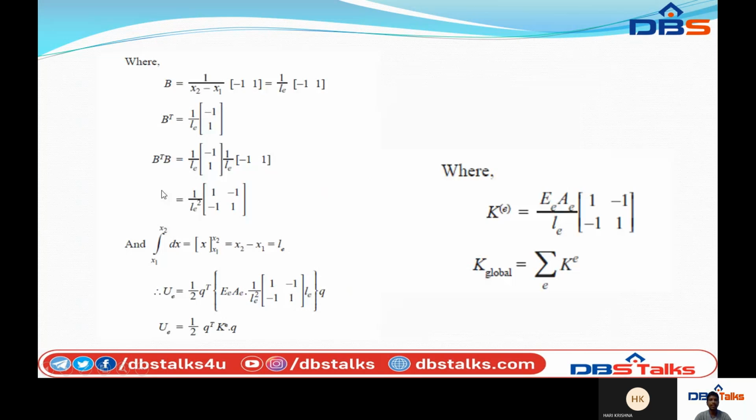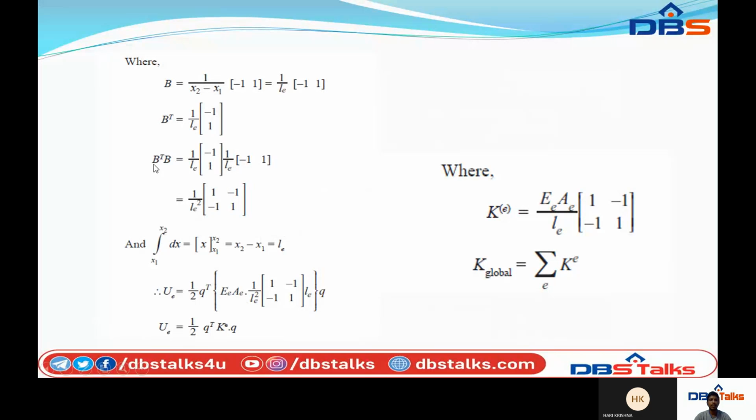We already know that B is the strain displacement matrix. After substituting the limits x1, x2, taking upper and lower limits, B equals 1 by x2 minus x1, with the entries -1 and 1. After that, I'm expressing it in terms of length, 1 by Le, the length of the particular element, with -1 and 1. Therefore, the rows will be transposed into columns. B transpose equals 1 by Le, -1, 1.